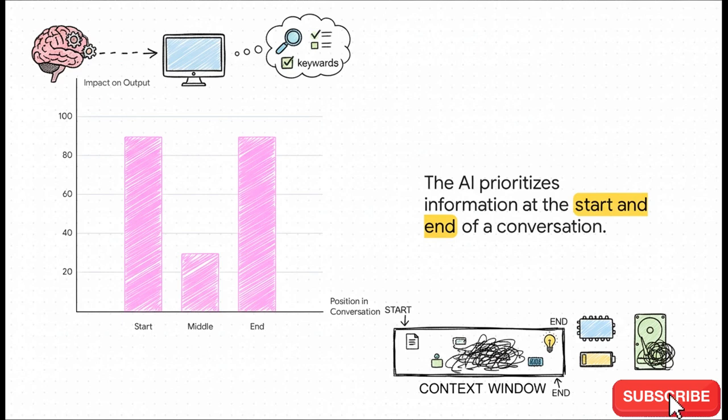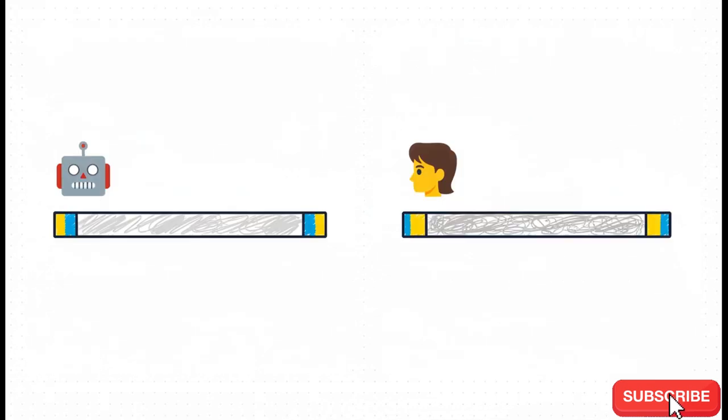It's not on purpose, it's just a weird side effect of how its attention mechanism works. And if this sounds kind of familiar, it should, because it's a lot like our own brains. We humans have something called primacy and recency bias. We're way more likely to remember the first thing someone tells us and the last thing they tell us. And all the details in the middle? Yeah, they tend to get a little fuzzy. Well, the AI is doing basically the exact same thing.